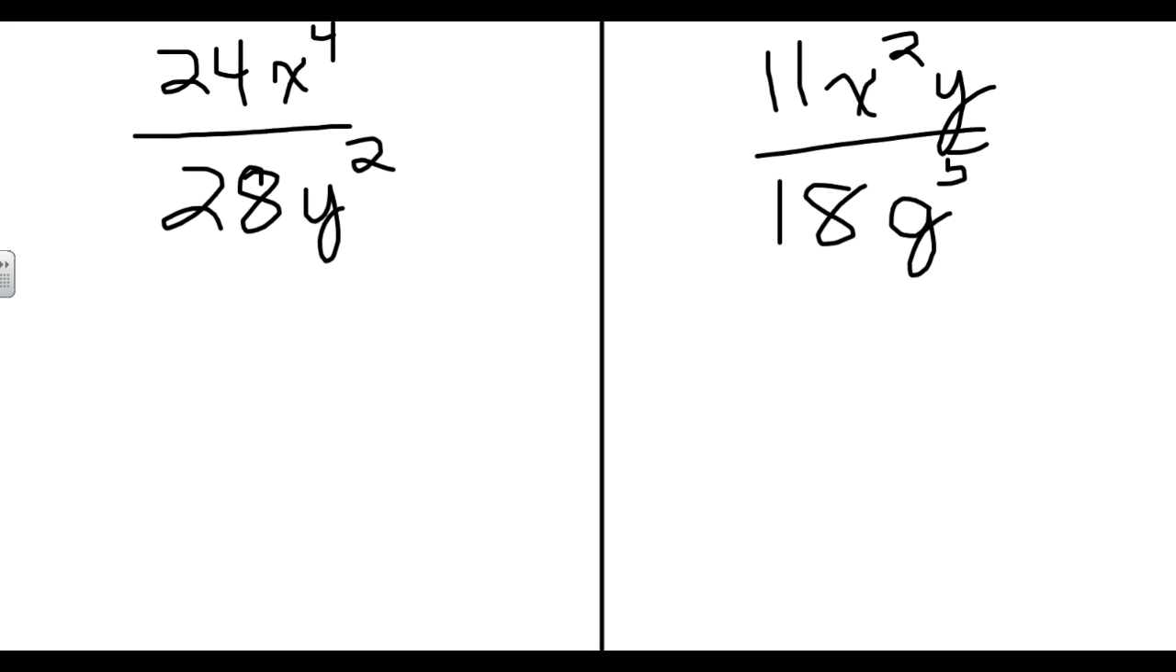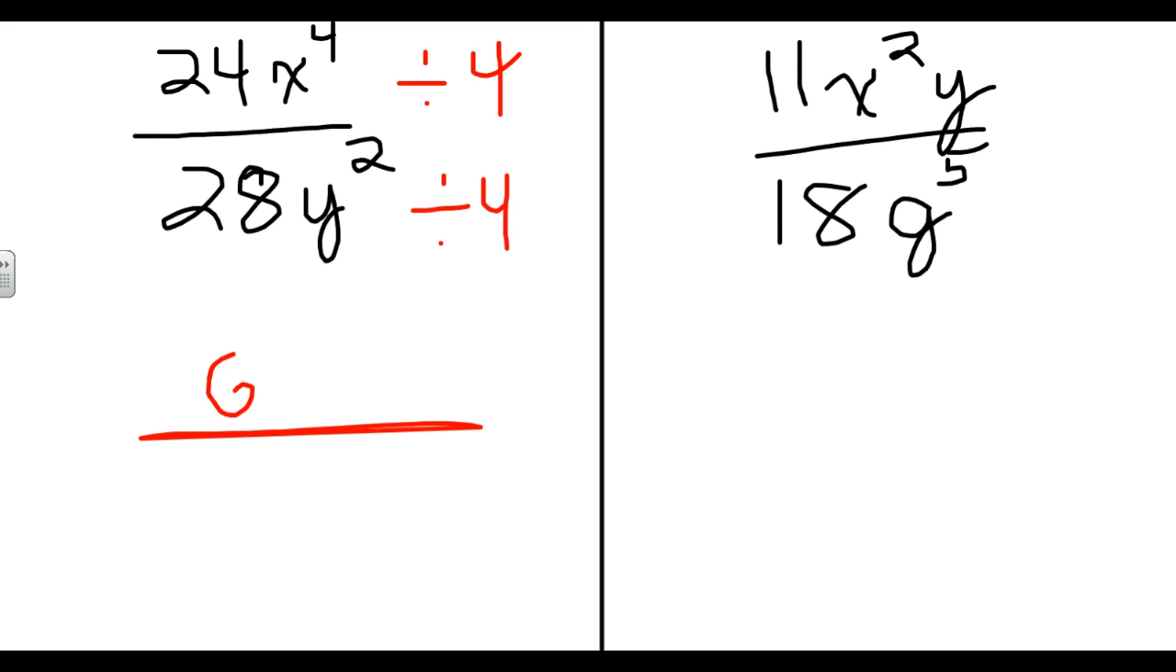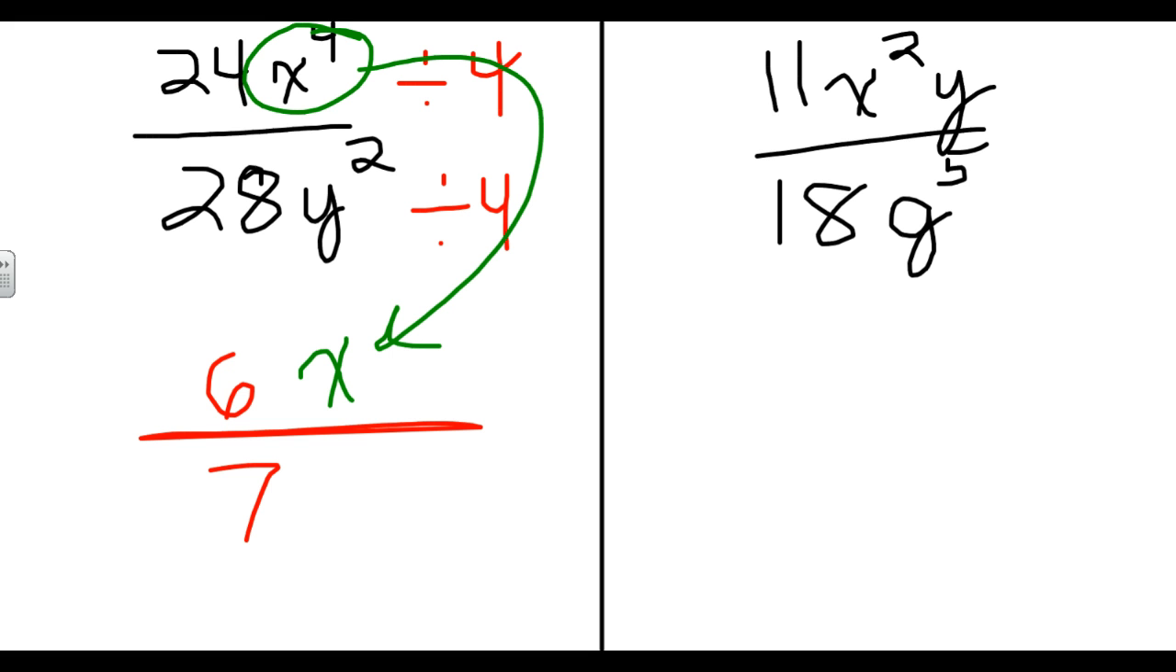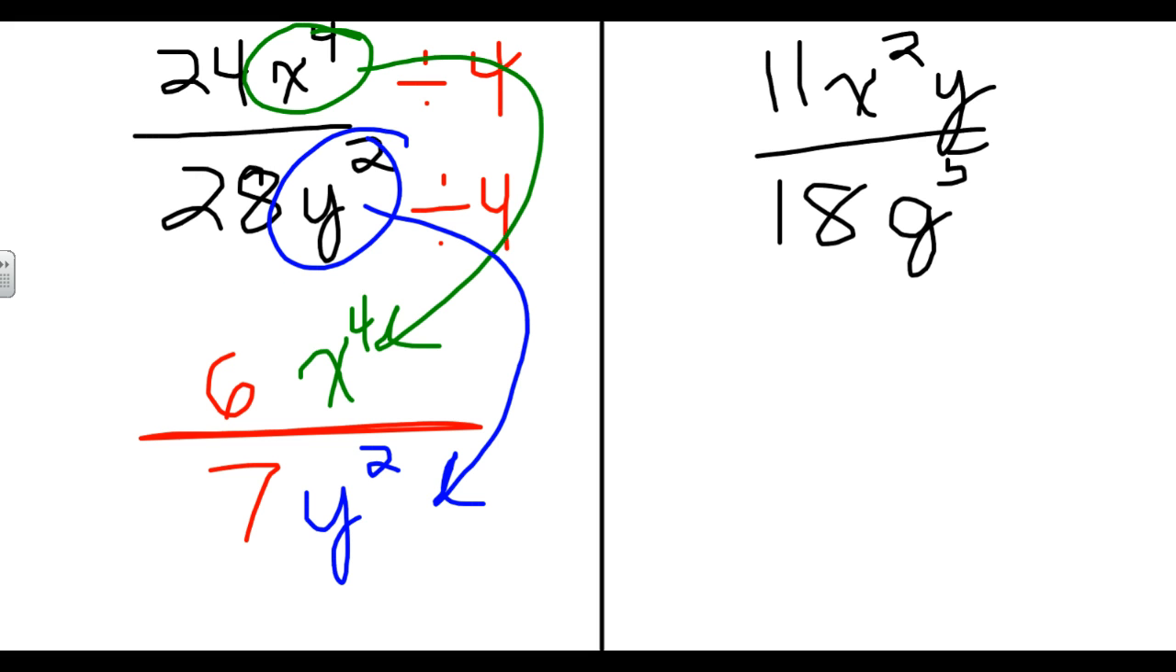Well, for the fraction on the left, we can simplify both 24 and 28 by 4, so let's divide it by 4. And then we have 6 over 7. As far as the variables are concerned, x to the fourth, those are the only x's, so that stays in the numerator. And y to the second, those are the only y's, so that stays in the denominator. And so we're just left with 6x to the fourth over 7y squared. And that's our simplified fraction. Nothing else that we can cancel.